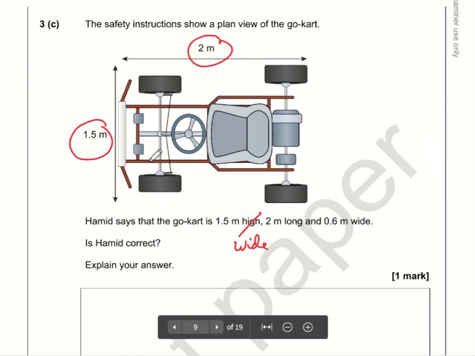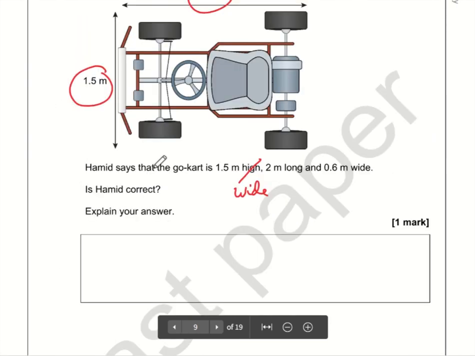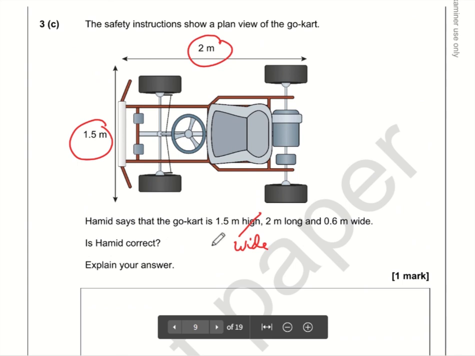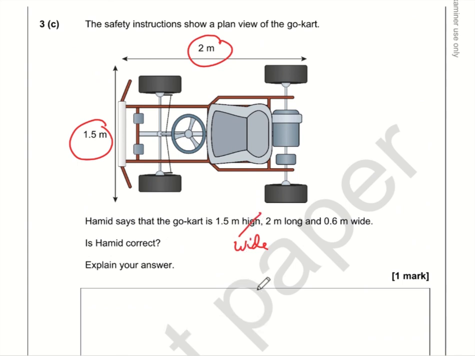And what I've just said, you can say in words. You can just say it is not 1.5 metres high, it is 1.5 metres wide. So is Hamid correct? No, for the reasons just mentioned.